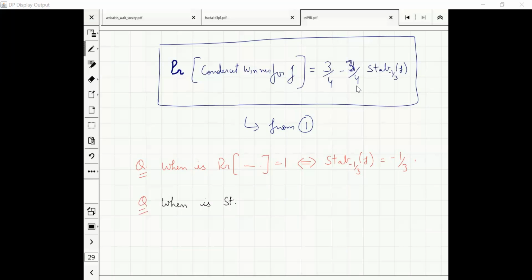And how are we going to decide that? We are going to use, what are we going to use? The Fourier expansion. Yes, the Fourier expansion. Okay. So what do I know about stability of -1/3 of f?